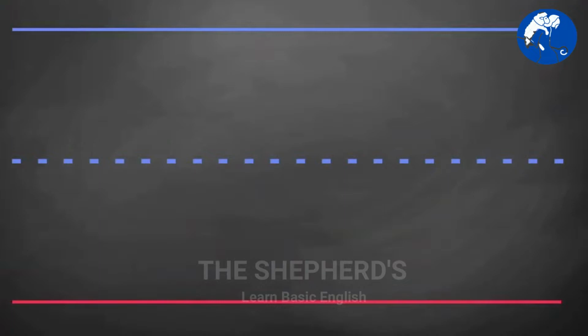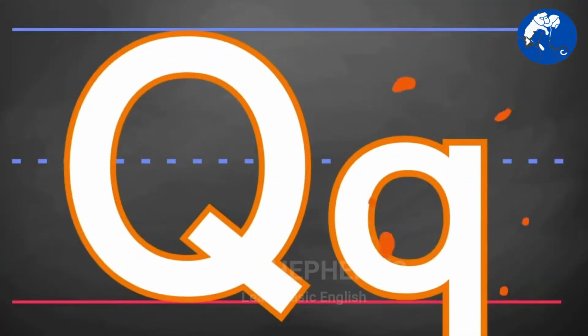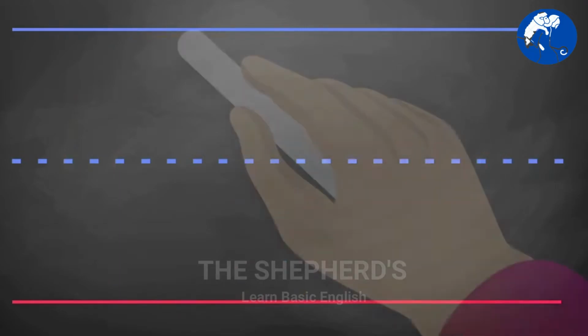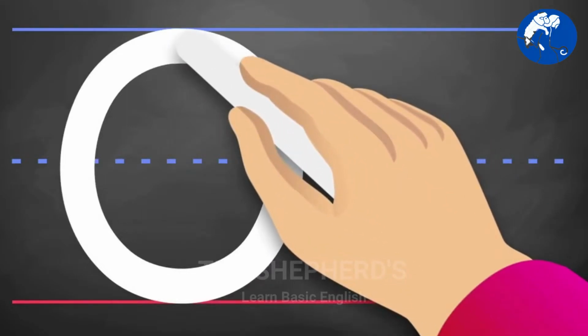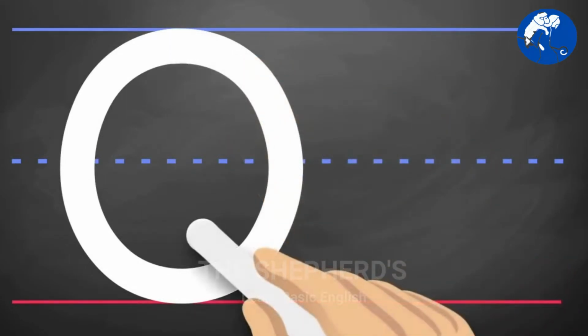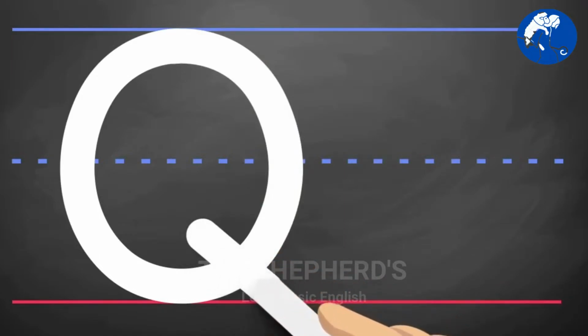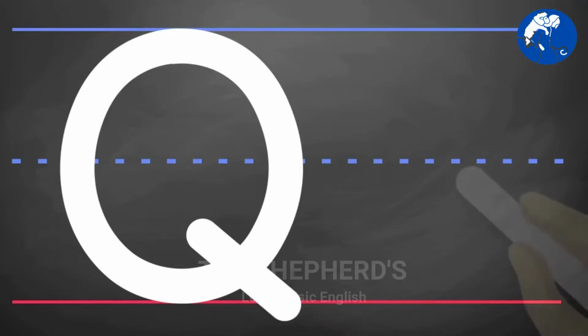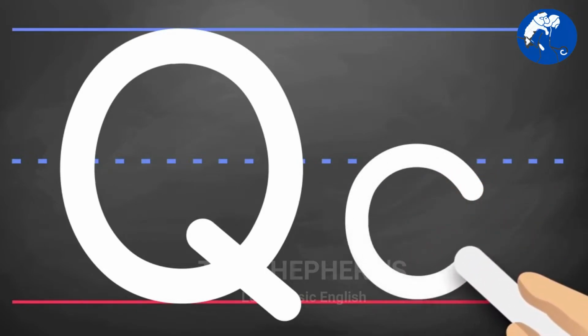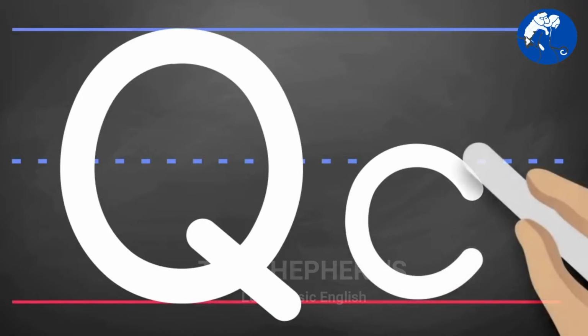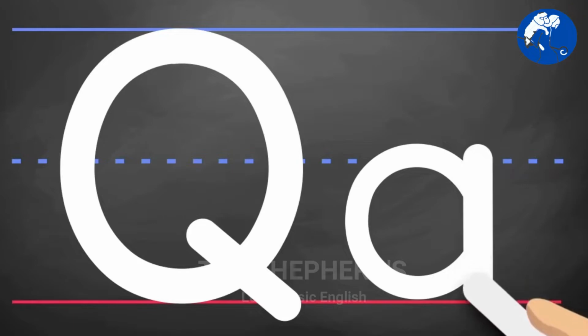The next letter is letter Q. Uppercase Q. Pull back around, curve and pull up, around close, and slant cross. Lowercase q. Pull back, around up, and pull down. Awesome work!